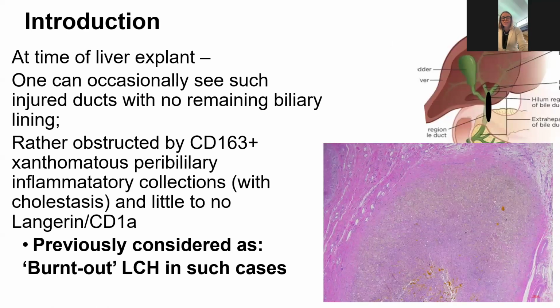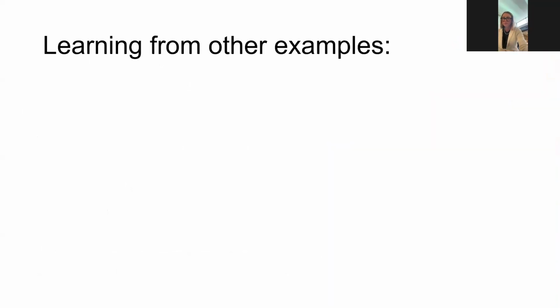So sometimes at liver explant, when you really block out that hilum area, you can see areas where there are just remnants of ducts, and you don't see that biliary epithelium anymore. And what results is this sort of obstructive pattern. There can be a variable amount of cholestasis, foamy macrophages filling those remnant ducts, and no or very little CD1A or Langerin. In such cases, previous to our BRAF-known era, these were just considered burnout LCH cases.